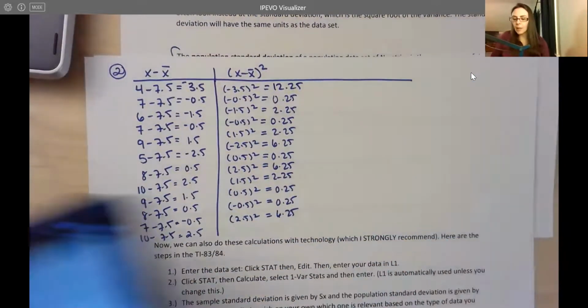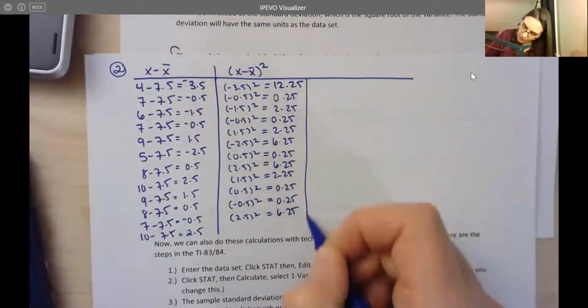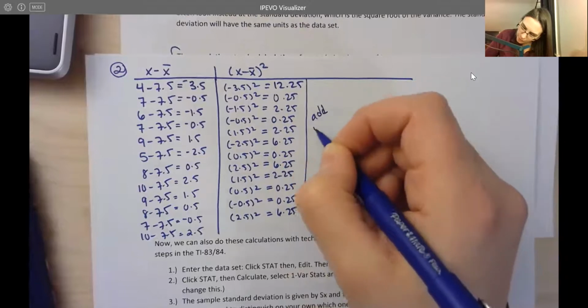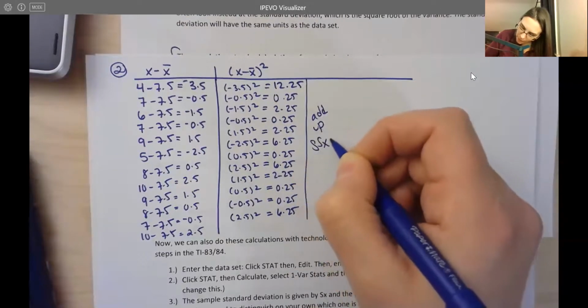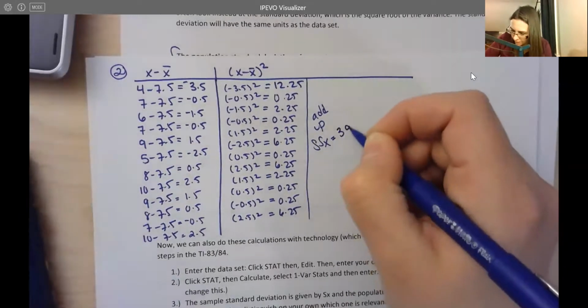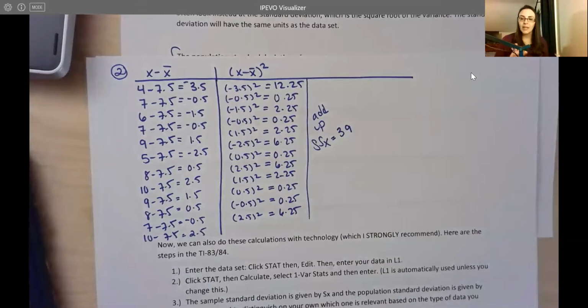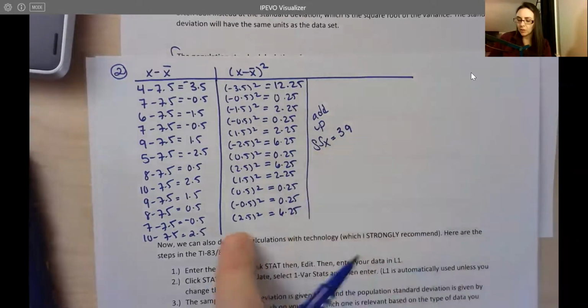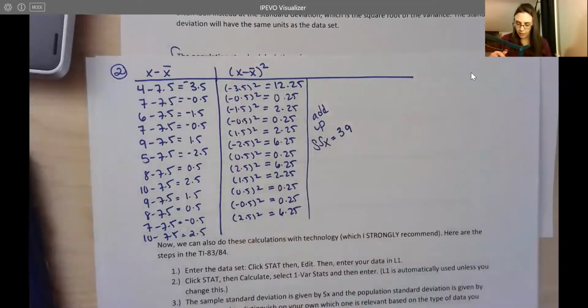So once that's done, I'm going to go ahead and add these all up. Remember, this is called my sum of squares. And when I add those all up, I get 39 here. Okay. So my second step is to just take my time, make that table. You don't have to write the sum on the side. You can write underneath too. I'm just kind of running out of room here.